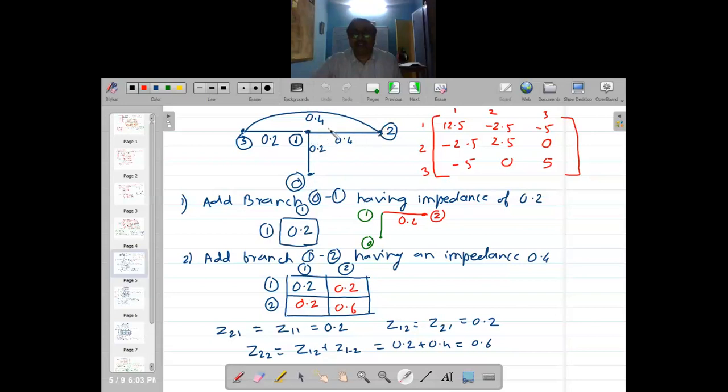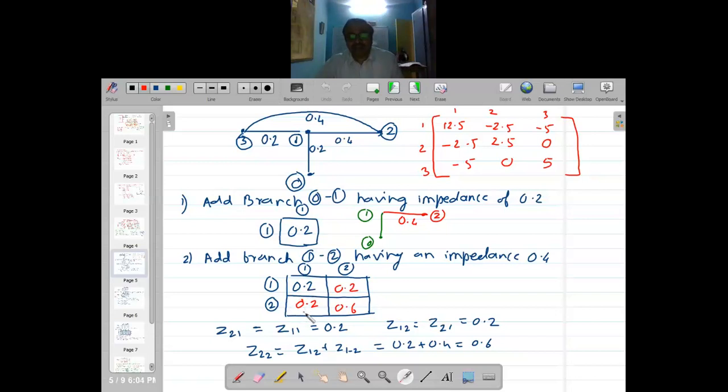Now next we add a branch between 1 and 2. So we add this branch having impedance of 0.4. Now, since there are two nodes now, this node was not there, only node 1 we have inserted. So it is Z11. Now the second node is inserted, so there is a branch which is being added. So we will have one row and one column added, and we have to see how much will be the value. And how does that value come?